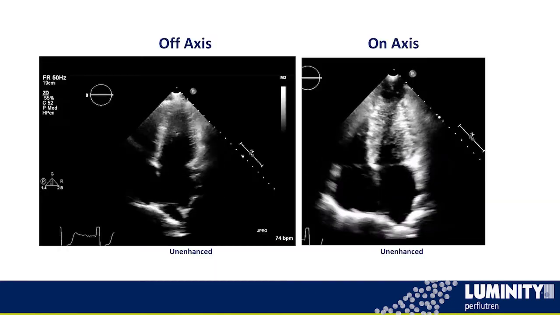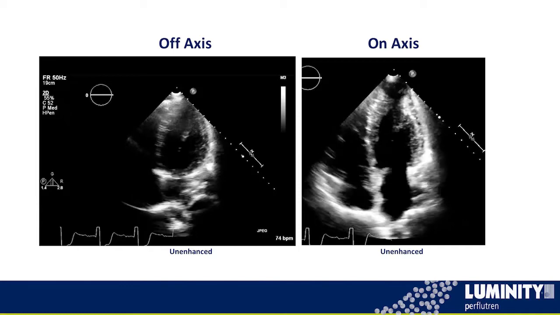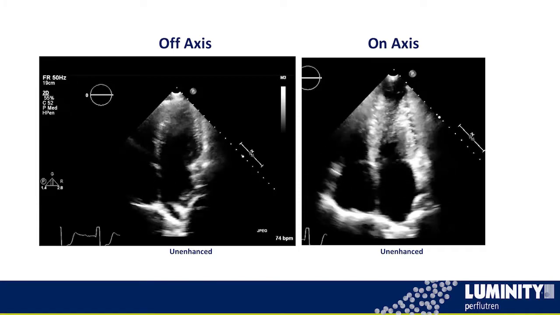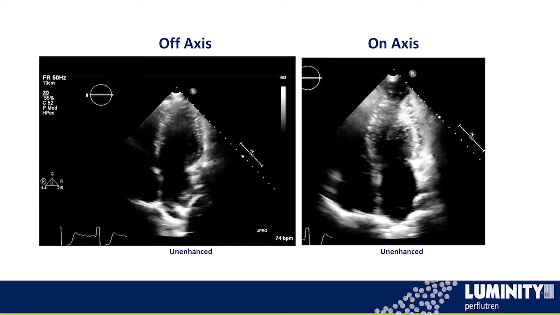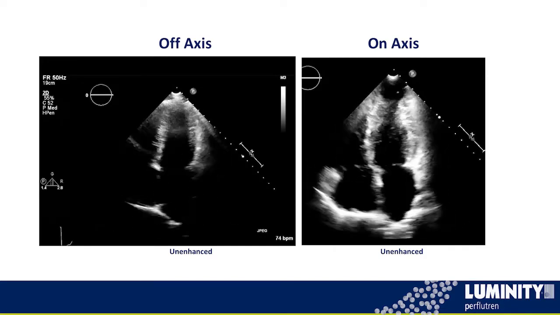What about the power of on-axis imaging, right? Nothing is more important as a sonographer than knowing if you're on or off axis. And we can really ensure on-axis imaging and adequate visualization of the apex when we use Luminity. So you look at this, the same exact patient. You look at that off-axis image. We don't really see the apex. Maybe it looks like the function's okay. Then we go on axis, and it's a completely different patient.